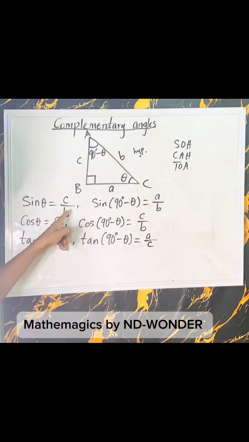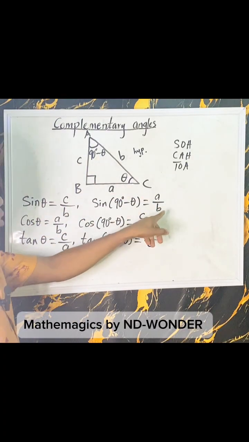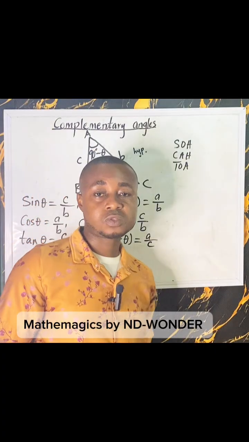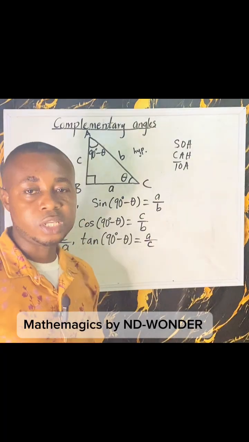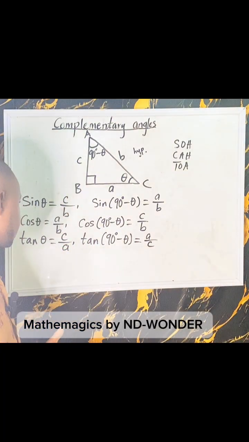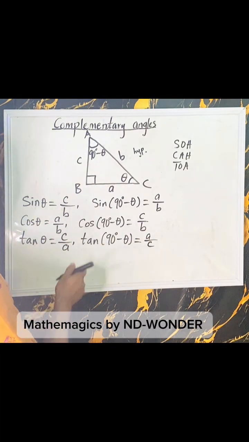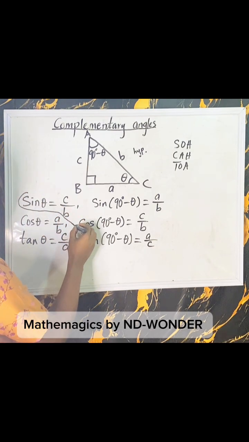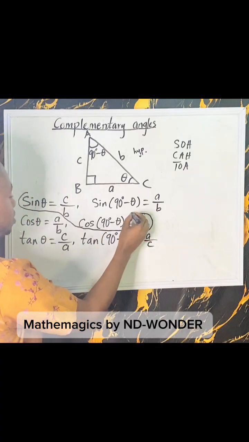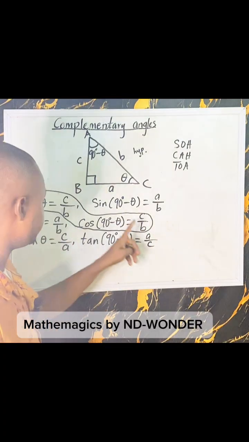If sine theta is c over b for this, then the sine of 90 minus theta here is a over b. You will now discover that they are not similar. Why is it so? This is c over b and this is a over b. Then you need to look out for a value that has any form of similarity with this sine theta. This is c over b and this is c over b. So we can say that sine theta, which is c over b, is the same thing as cos 90 minus theta, which is the same, c over b.